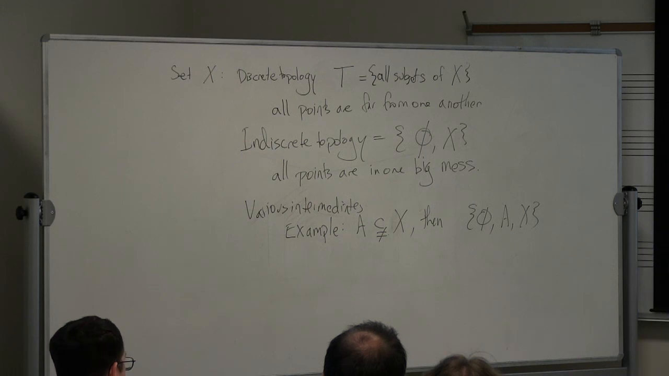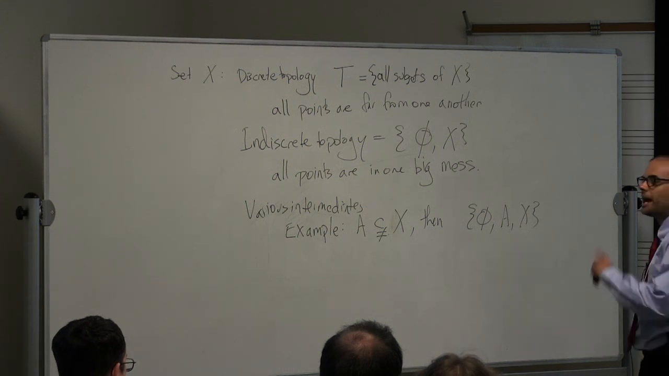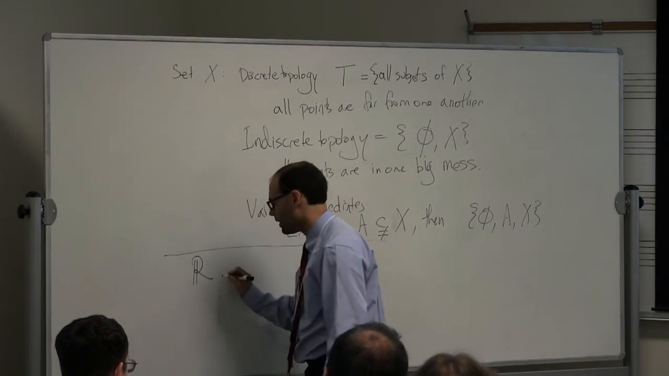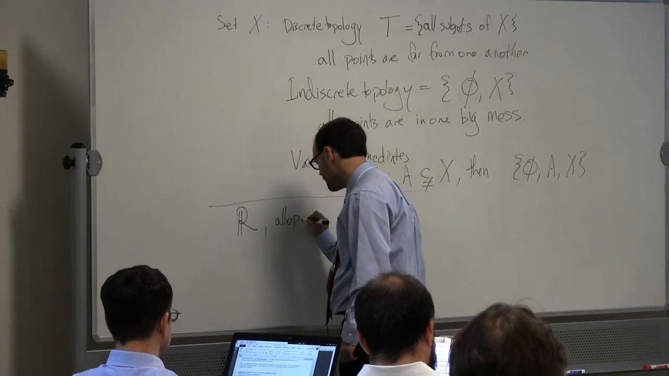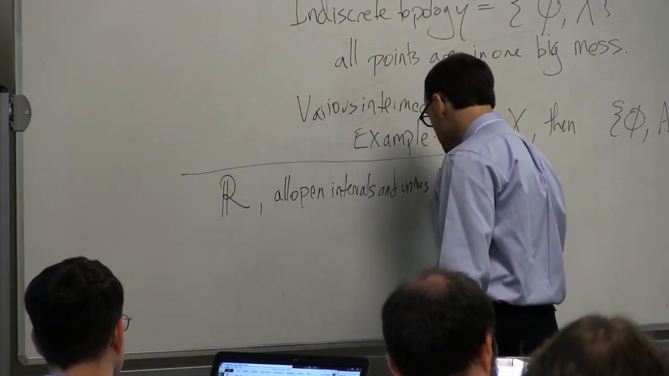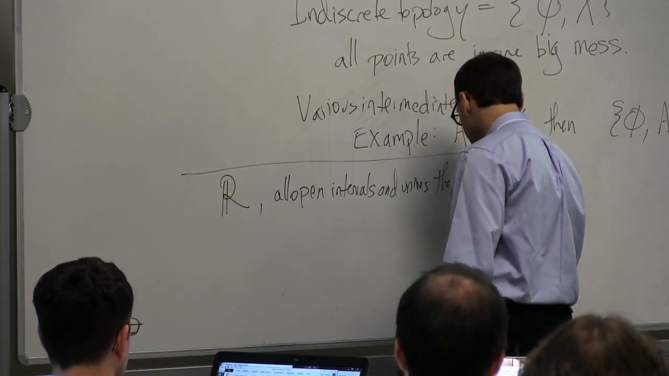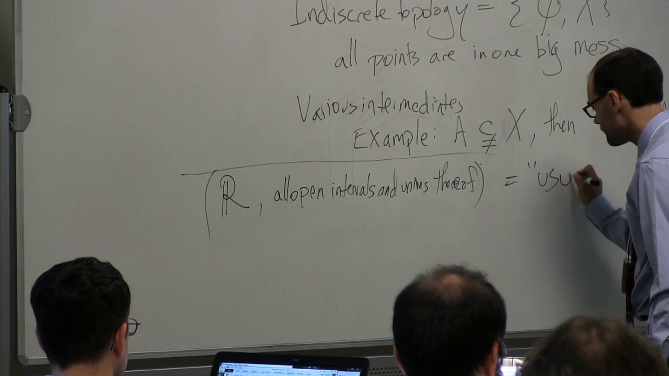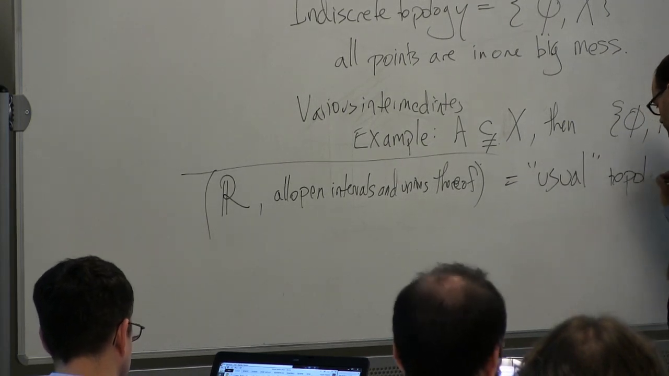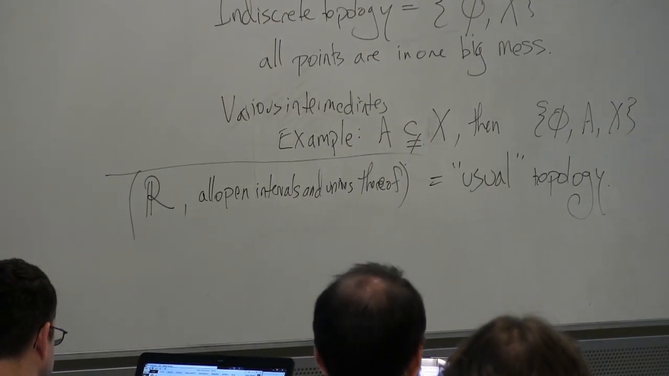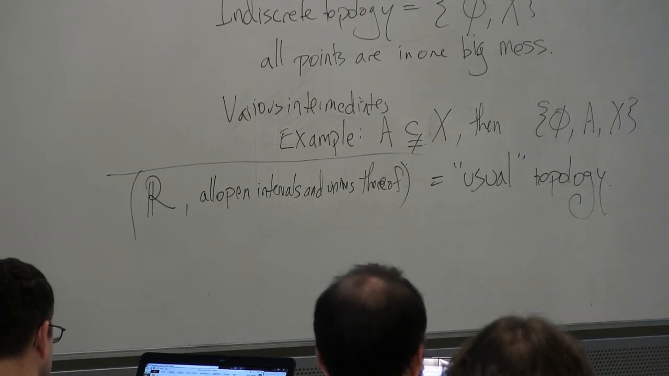But let me give you one that's a little more reasonable. Another example is the real line with all open intervals and the unions thereof. This too is a topology. This is called the usual topology. So let's see. Is the empty set in there? Well, yeah, I can take an interval that goes from x to x. That's an empty set in the case of open intervals, because the open interval from a point to itself doesn't include that point. Sure, that's in there. The whole interval from minus infinity to plus infinity, that's in there too.